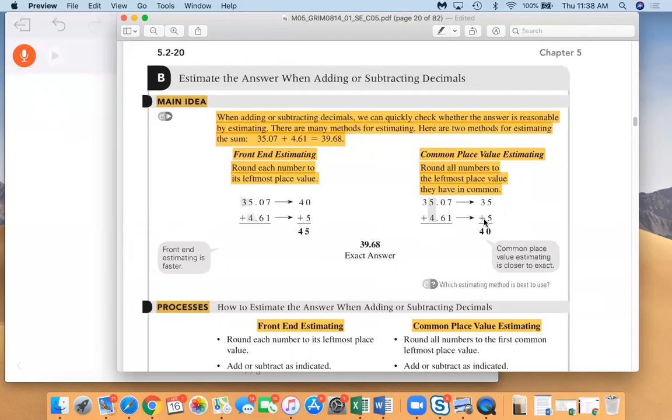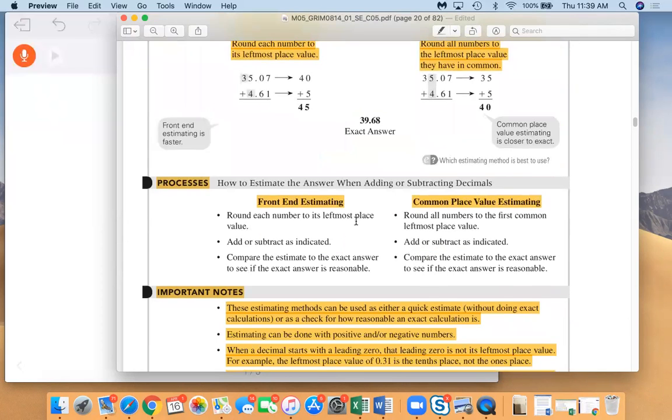So 35 plus 5 is going to give us 40. The answer is 39.68. So it's reasonably close to both, but notice it's a lot closer to that 40 over here because we rounded a little more precisely. So the process for front-end estimating is: round each number to its leftmost place value, add or subtract as indicated, and compare the answer to the exact answer.